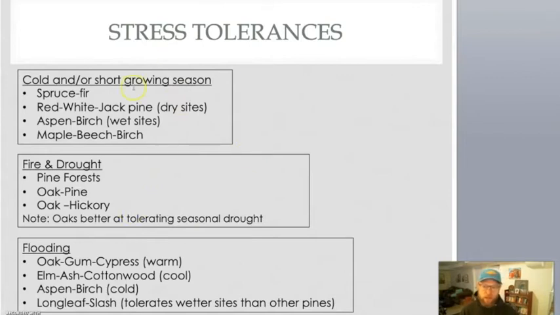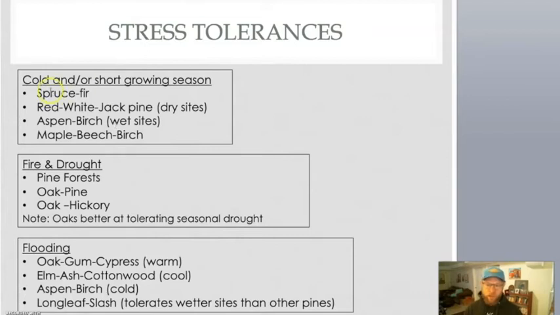What I've got in this slide is 4 abiotic stressors that the forest cover types can tolerate. We'll talk through these, and then in each category I have 3 or 4 forest cover types. Let's start with the first one, either really cold temperatures or more likely a short growing season. Places where we're going to have really cold temperatures or short growing season are going to be primarily in the northern regions of the eastern U.S. or potentially at higher elevations in the Appalachian Mountains.